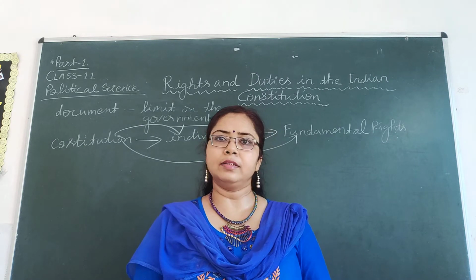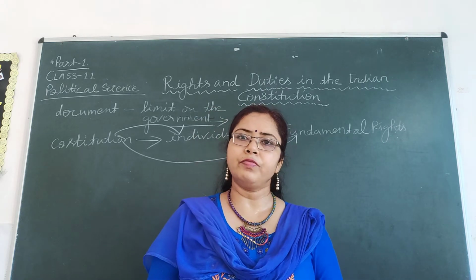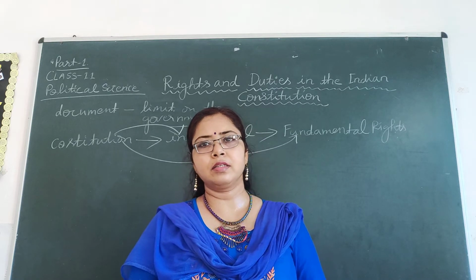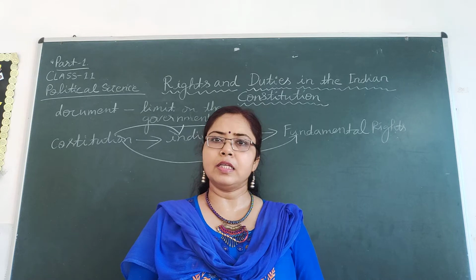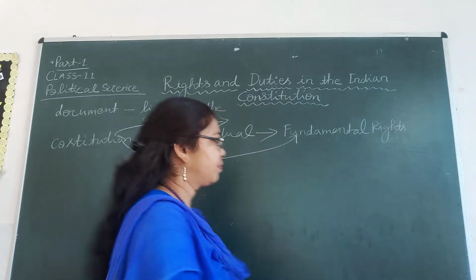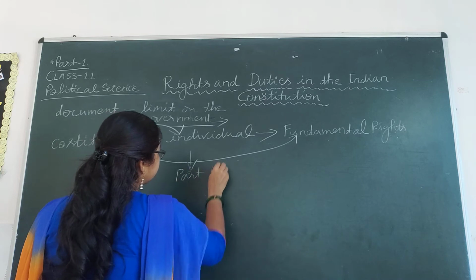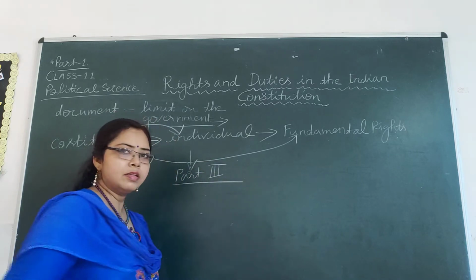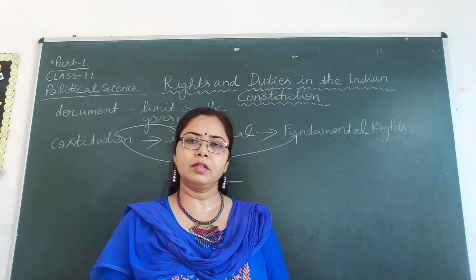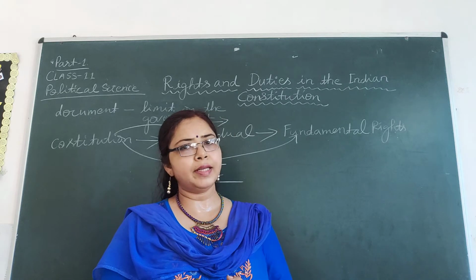Now one thing more, children, that there are 22 parts in the Indian Constitution, in which the first part of the Constitution deals with the Union and its territories, and the second part deals with the citizenship, and the third part deals with the fundamental rights. Means part 3rd of the Indian Constitution is about fundamental rights. Now children, something more, that is what the fundamental rights are.